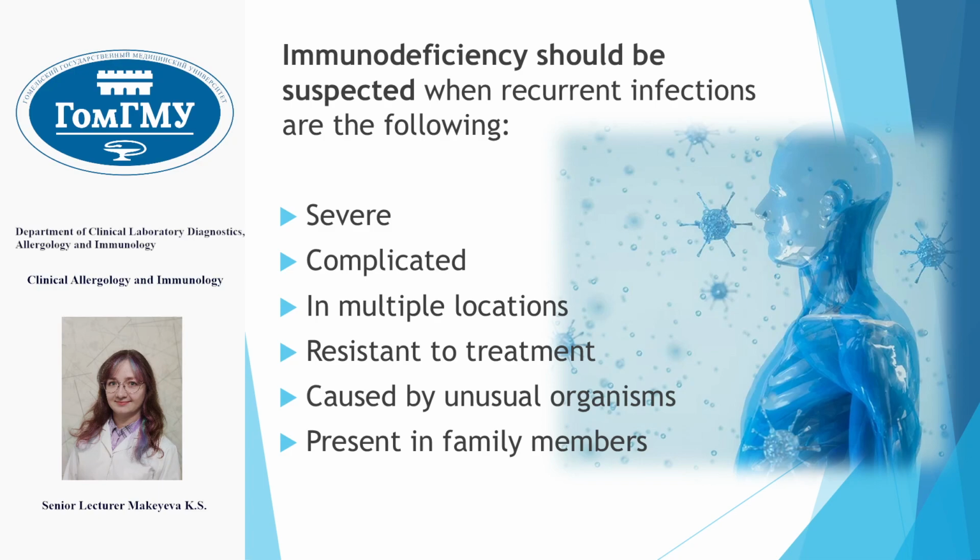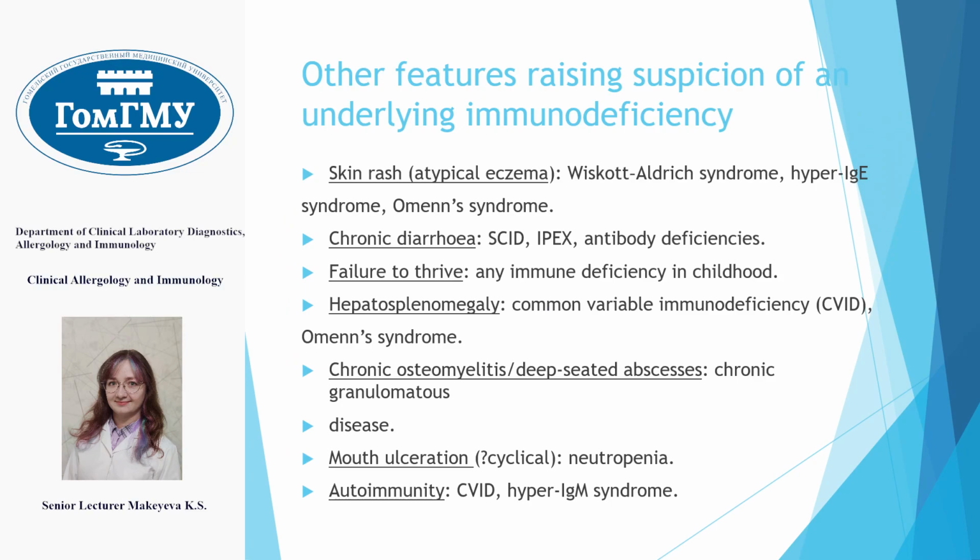Immunodeficiency typically manifests as recurrent infections. Immunodeficiency should be suspected when recurrent infections are severe, complicated, in multiple locations, resistant to treatment, caused by unusual organisms, or present in family members. Other features raising suspicion of an underlying immunodeficiency include skin rash, chronic diarrhea, failure to thrive, hepatosplenomegaly, chronic osteomyelitis, mouth ulceration, and autoimmunity.